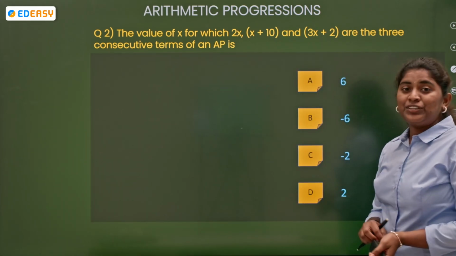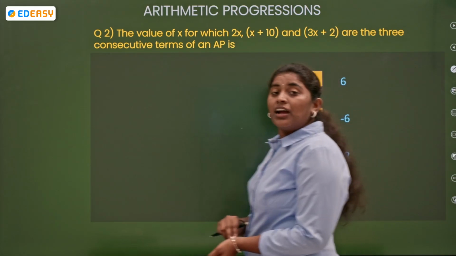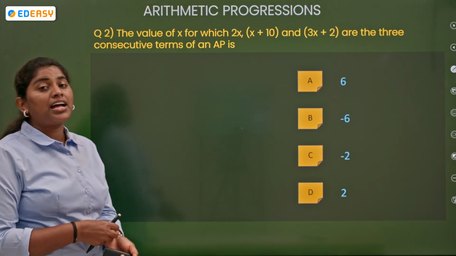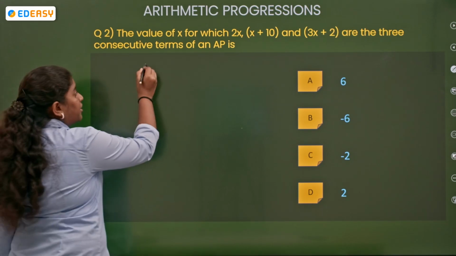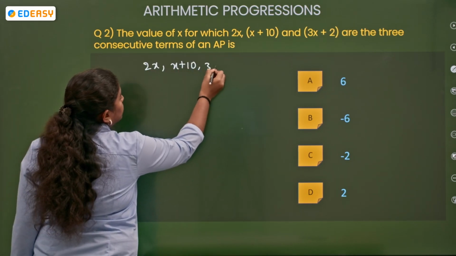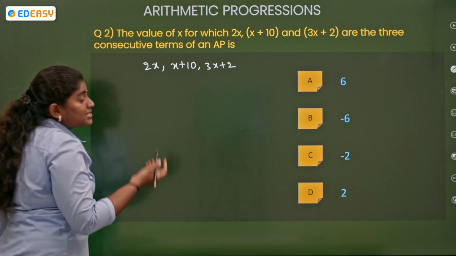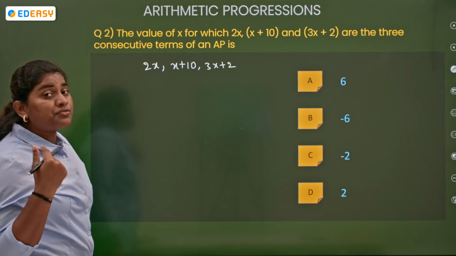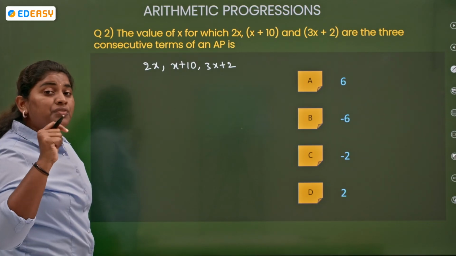Yes, continuous, right? Which is nothing but we are having one after the other. Consecutive terms means one after the other. It means we are going to start with 2x, x plus 10 and 3x plus 2. This is the order of the terms of that AP. Now they are asking us to find the x value.